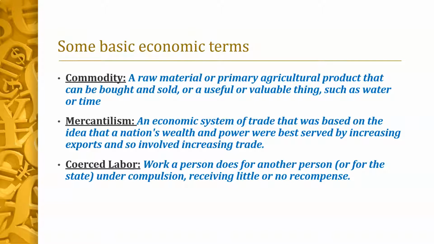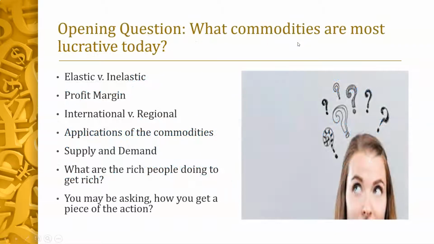And coerced labor, which is work a person does for another person or the state under coercion or compulsion, and they receive little or no compensation. And yes, we're talking about slavery. So this is the very unpleasant side of this era. So we will learn about all three of those things throughout Chapter 6.